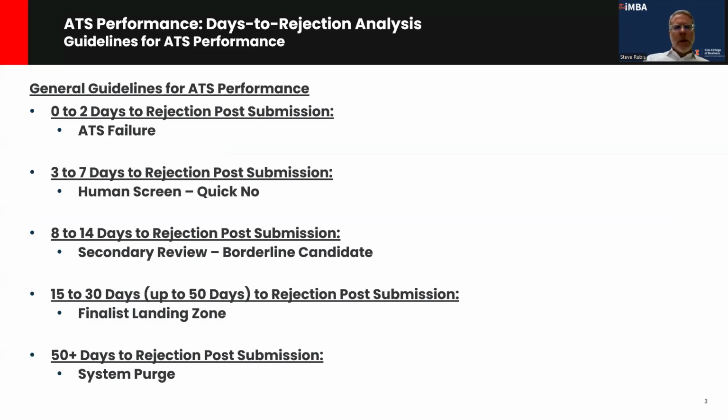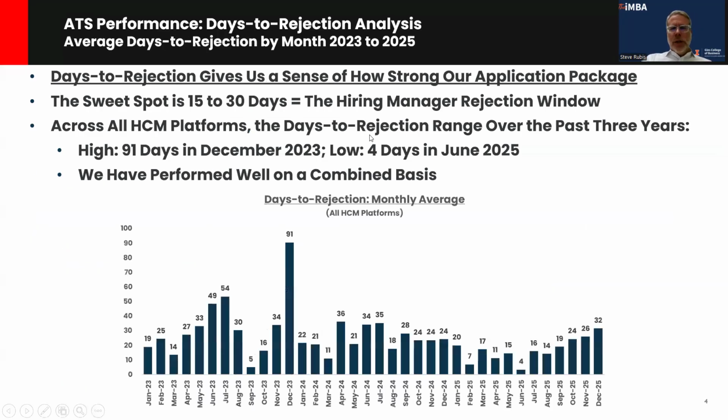So here are some general guidelines as you're working through your job search. A 0 to 2 day rejection, ATS is killing you. The sweet spot is this 15 to 30 day rejection post submission. And that 30 days can extend significantly depending on if you've had conversations with the company, done interviews, etc. So let's look at the actual data and get into how we think we're doing.